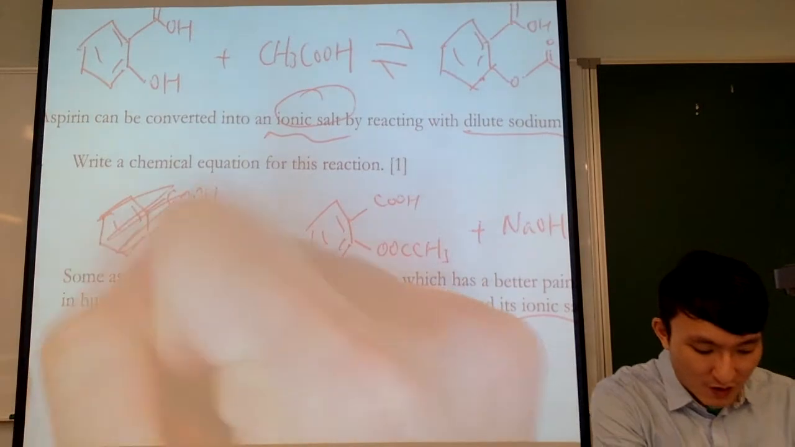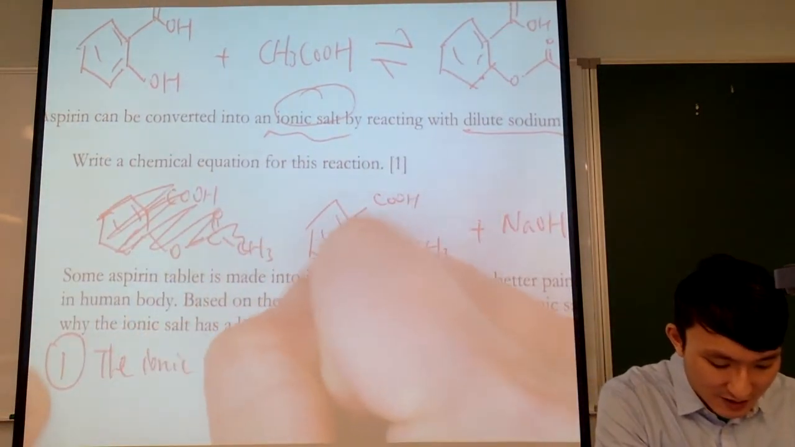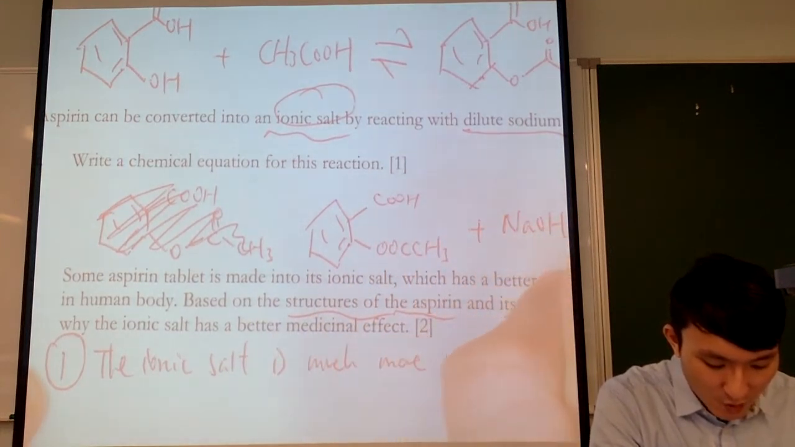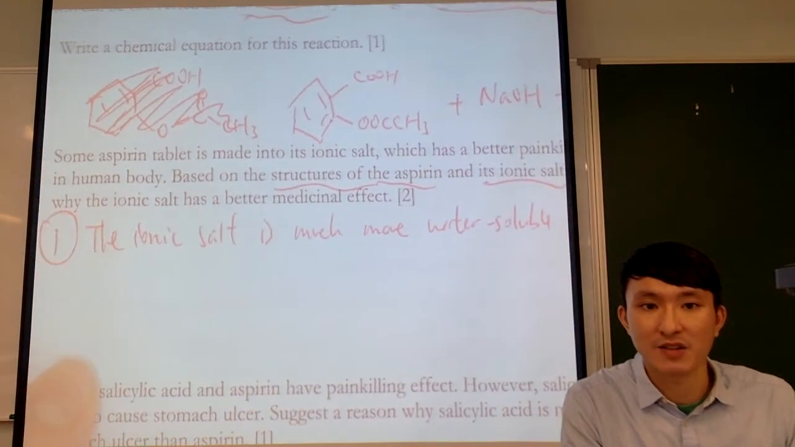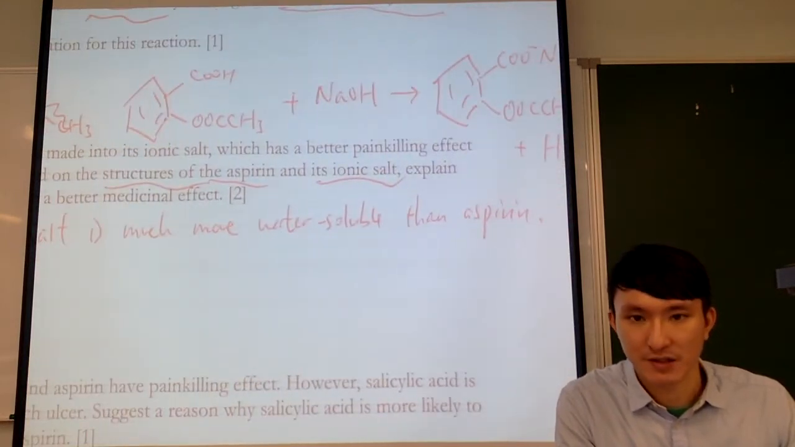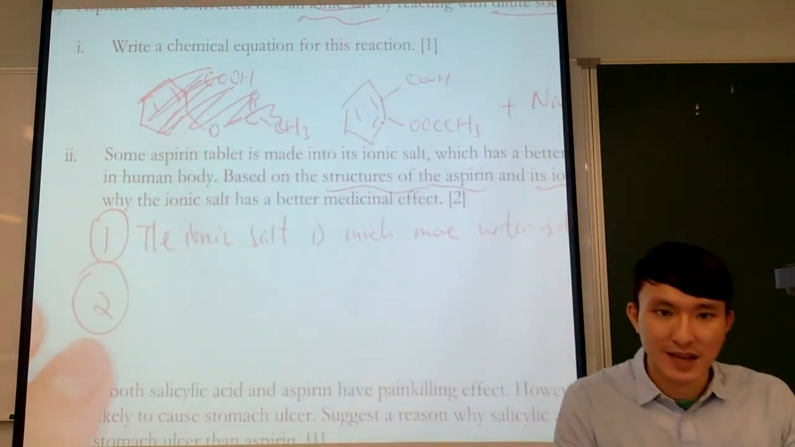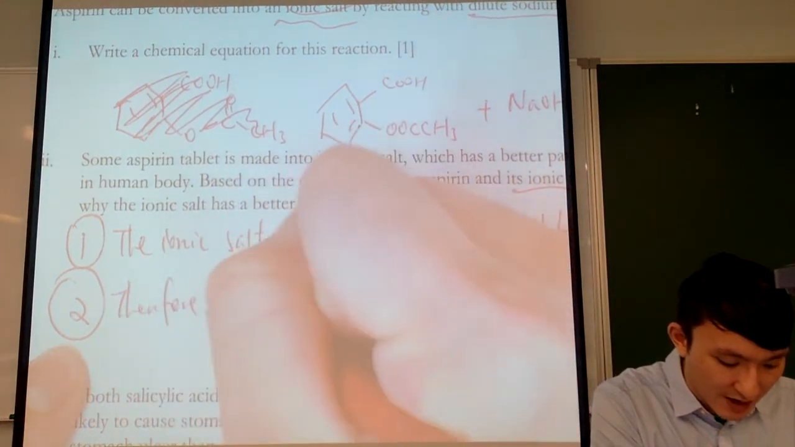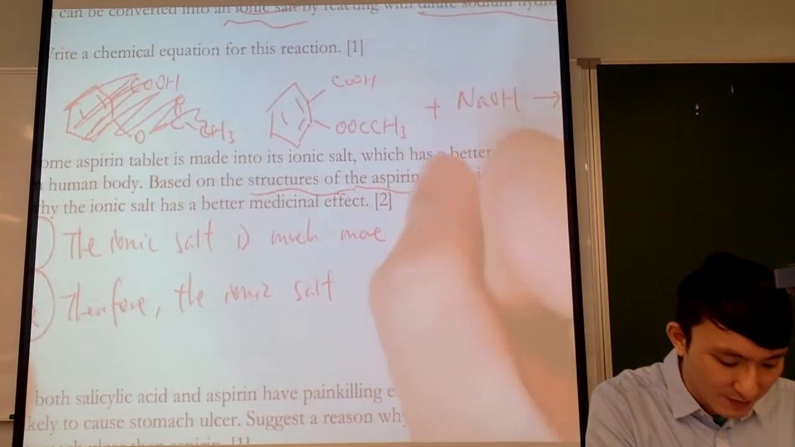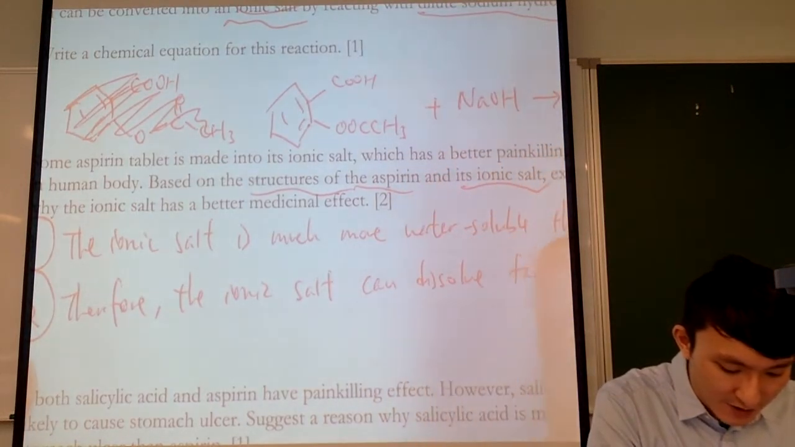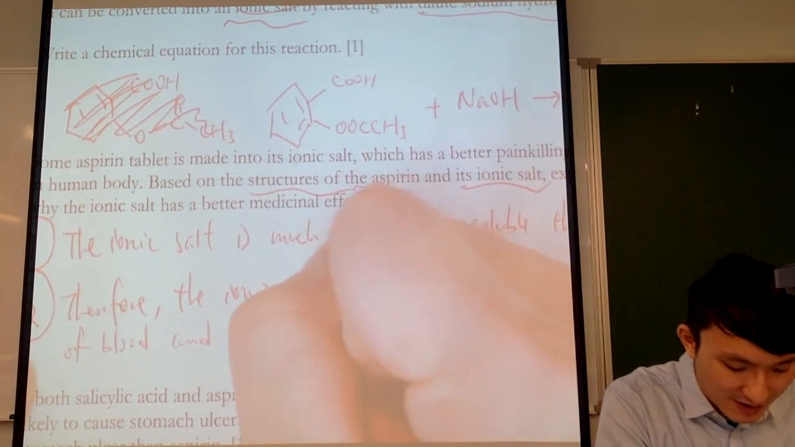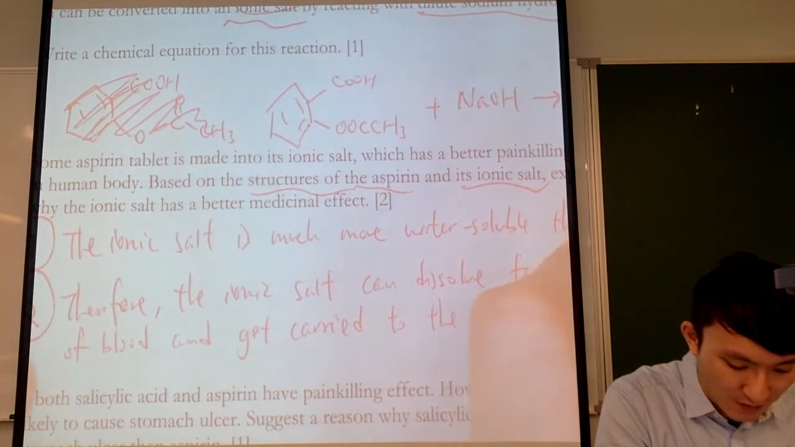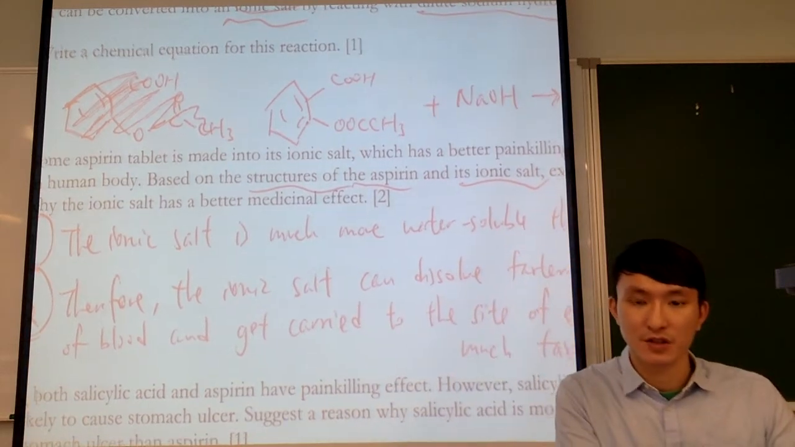So like this is how we explain for this question. So first of all, we need to say that the ionic salt is much more water soluble than aspirin. Okay? So then we will say that, therefore, the ionic salt can dissolve faster in water of blood and get carried to the site of effect much faster. Okay, so that's the explanation.